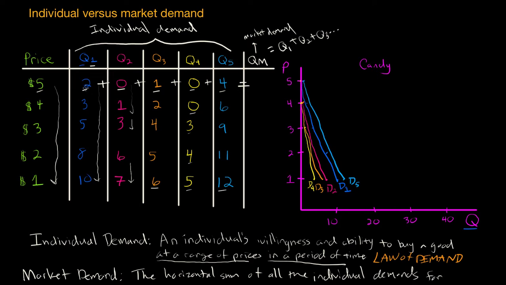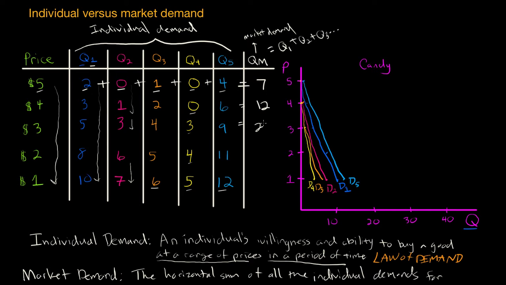So at a price of $5, the market demand is the total quantity demanded among the 5 consumers. That's 2 plus 1 is 3 plus 4 is 7. I'll go ahead and do that for the rest of the prices in our table here. At a price of $4, the market demand is 3 plus 1, that's 4, plus 2 is 6, plus 6 is 12.